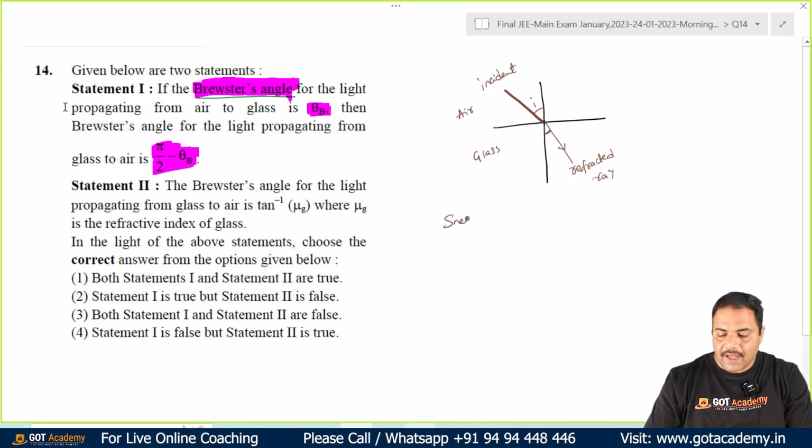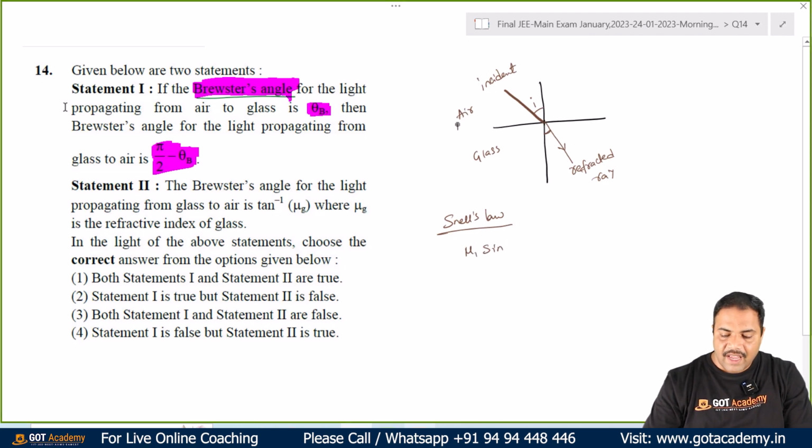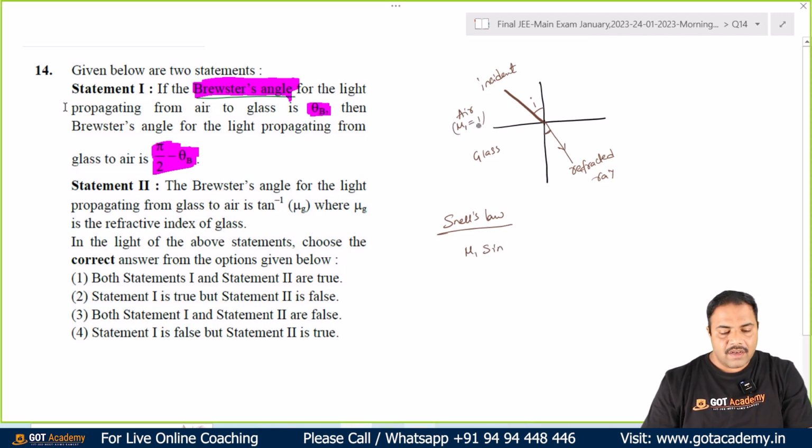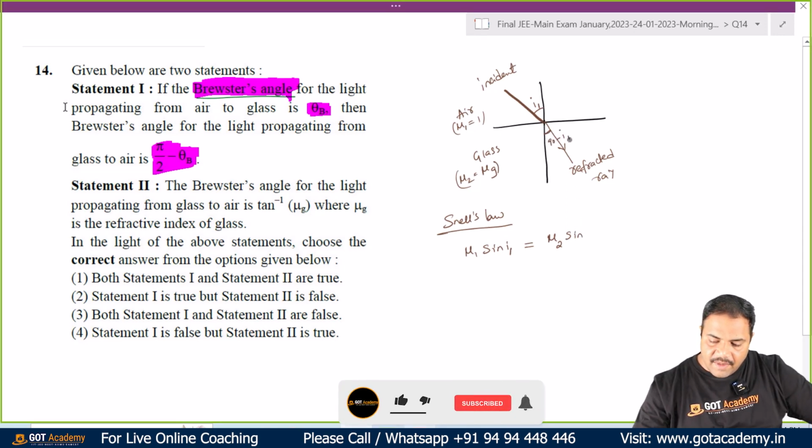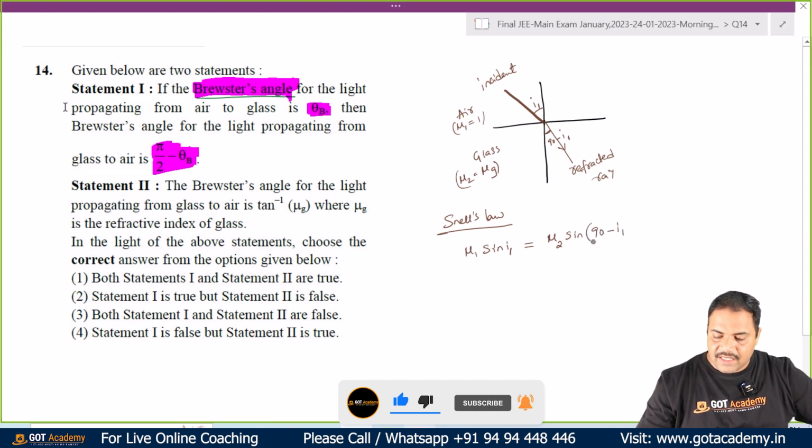As per Snell's law, mu1 sine I1 equals mu2 sine of the refraction angle. Here the air refractive index is mu1, let me say this is 1, and mu2 is nothing but glass. What is this angle? If this is I1, the resultant angle is 90 minus I1, so we get sine of 90 minus I1.